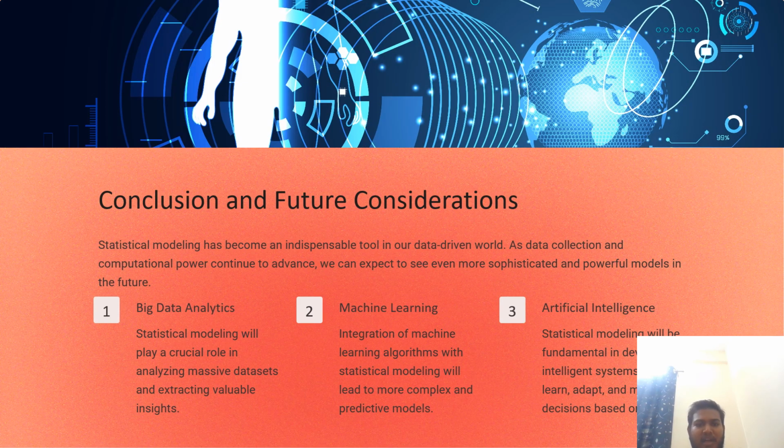Next, conclusion and future considerations. For big data analysis, statistical models will play a crucial role in analyzing massive databases and extracting valuable insights. Machine learning: integrating machine learning algorithms with statistical modeling leads to more complex and predictive modeling. Next, artificial intelligence. Statistical modeling will be fundamental in developing intelligent systems that learn, adapt, and make decisions based on artificial intelligence.